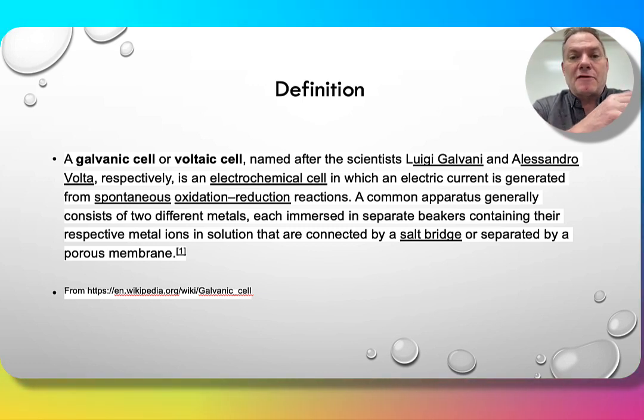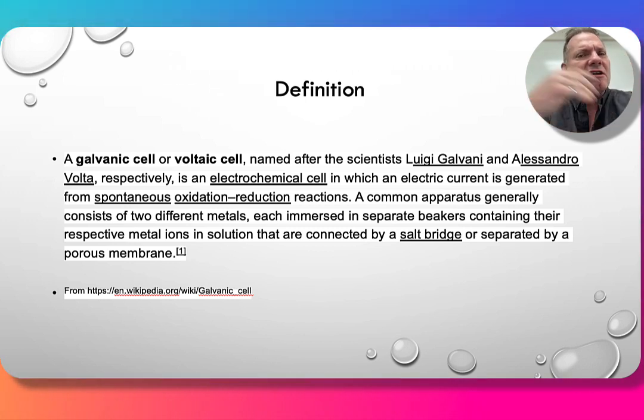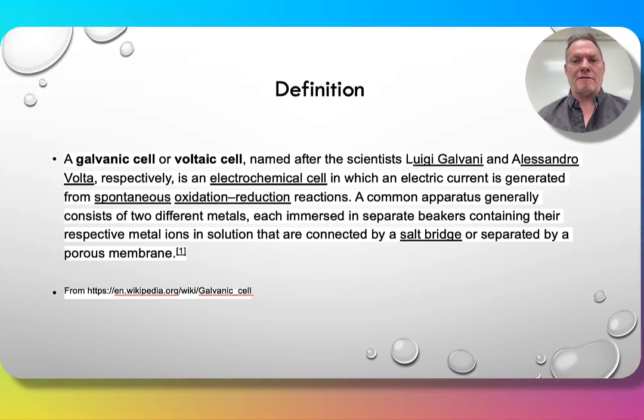A galvanic cell or voltaic cell, named after scientists Luigi Galvani and Alessandro Volta respectively, is an electrochemical cell in which the electric current is generated from spontaneous redox reactions. So the idea is that it's spontaneous. The voltage is above zero for these.